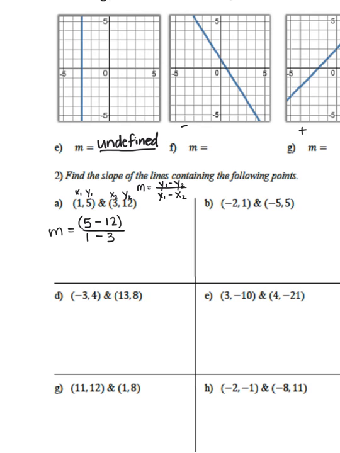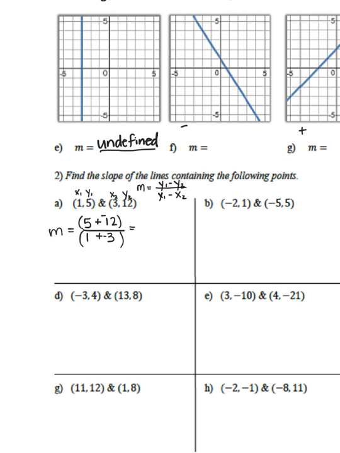Okay, so now we're ready to subtract. If you notice that when we're subtracting like 5 minus 12 and 1 minus 3, we don't have enough to take away, so we have to add the opposite. So I'm going to add the opposite. I'm going to do that for both right now.